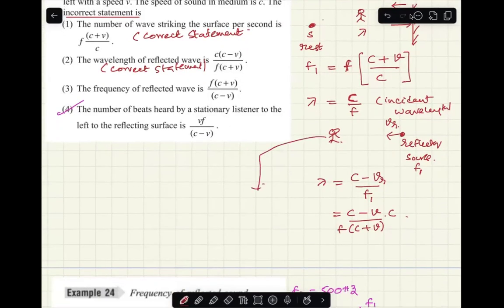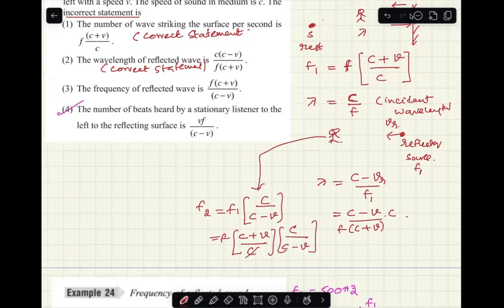Similarly, for the frequency of the reflected wave, it is like an observer on this side with a source moving towards a stationary observer. So F2 is F1 times c by c minus v. F1 is F times c plus v by c, times c by c minus v. The c cancels, giving F times c plus v by c minus v. So this is also a correct statement. Obviously, all the three are correct. Definitely, the remaining one is the wrong statement.